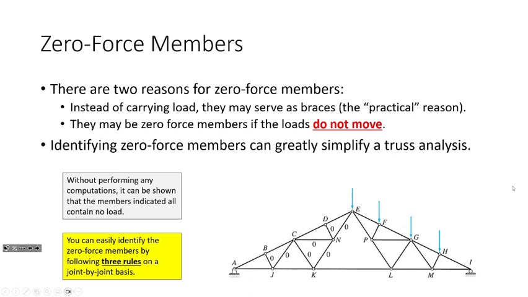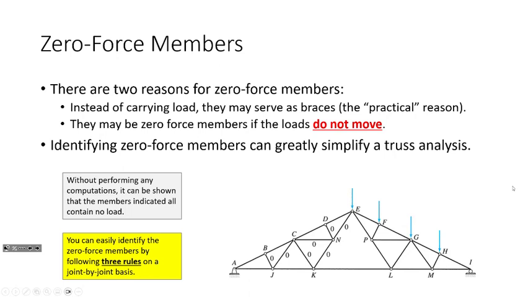And that's a fair question, because think, any member that you insert into a truss is going to cost money, right? That's holes you've got to drill, that's extra members, it's more you've got to put together, that just takes money. So why would you do that? Why do you have zero force members in a truss anyways? Well, there are two primary reasons why you would have a zero force member, okay? The first is that the member might be serving as a brace.